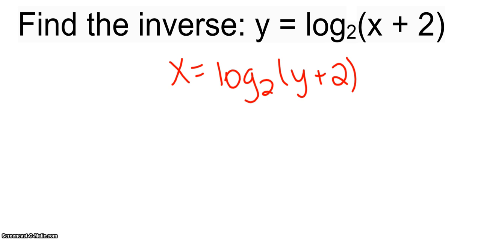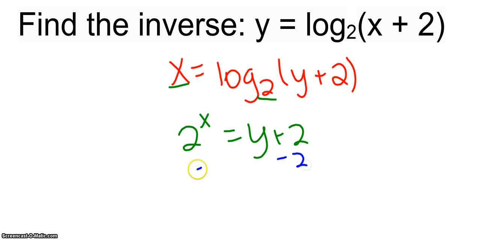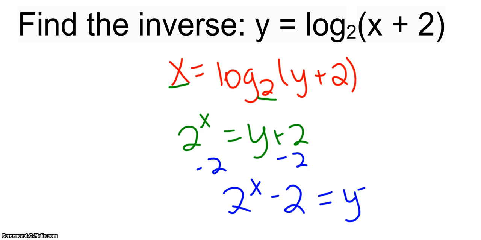So now we just need to convert it to an exponential. So we have our base of 2, our exponent x equals our argument, so y plus 2. Last step is to get y by itself. So subtract 2 from both sides. So 2 to the x minus 2 is equal to our y inverse.